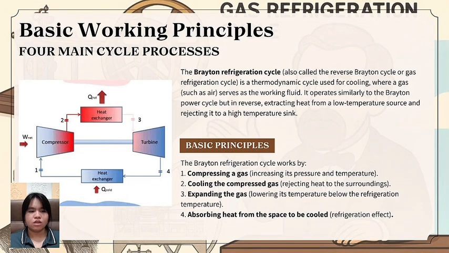Now we can look at the diagram on the left side. It shows the following cycle processes for the gas refrigeration cycle. First is compressing the gas, which increases its pressure and temperature. Second is cooling the compressed gas, rejecting heat to the surroundings. Third is expanding the gas, lowering its temperature below the refrigeration temperature. And finally is absorbing heat from the space to be cooled. This is called the refrigeration effect.